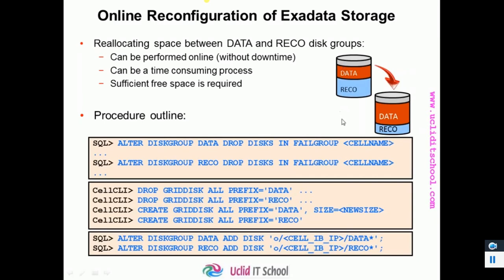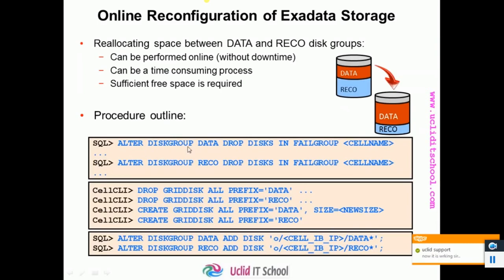So for this, the procedure is outlined here. It is very simple and very logical, but the only thing is it is time consuming, because you do it on one node at a time, one storage server at a time. So first, suppose you are going to perform this procedure on the first cell, for the data disk group, for one particular disk group.